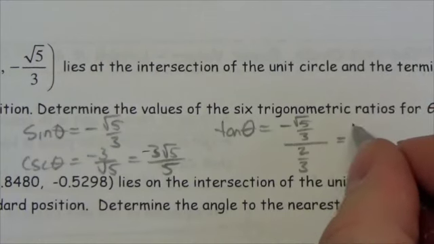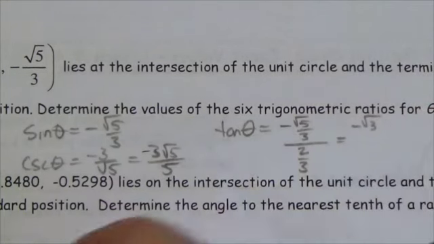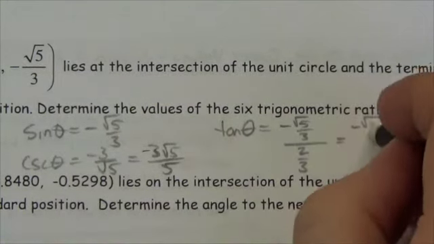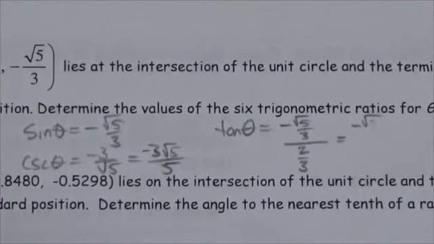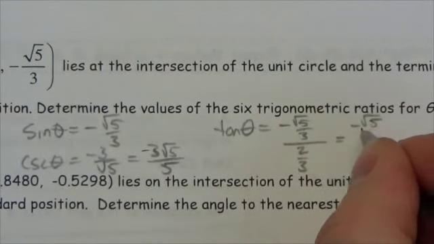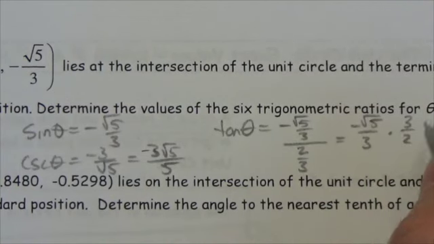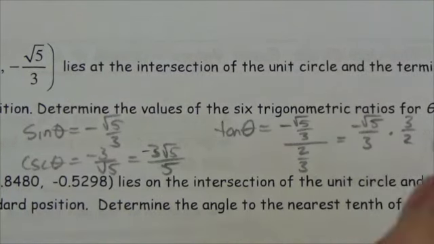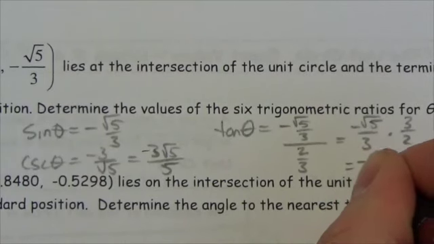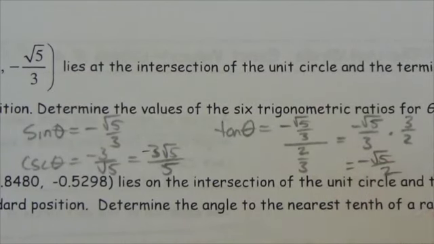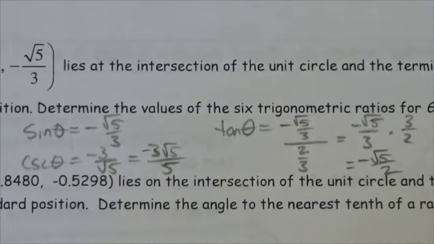When I'm dividing fractions, I'm going to multiply by the reciprocal. So negative root 5 over 3, multiplied by the reciprocal, 3 over 2. And then notice that the 3's cancel, and I'm left with negative root 5 over 2. That's the tangent of the angle.